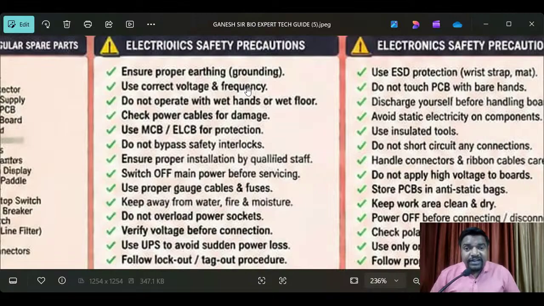Biomedical engineers, these are very important, high risk equipment, so try to keep my points in mind. Is my voice clear, what I'm saying here?